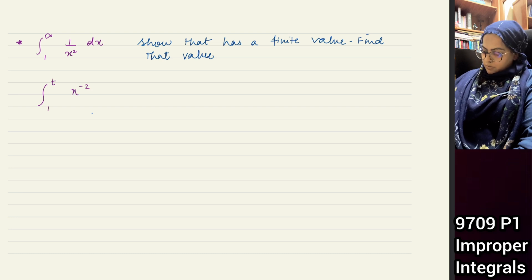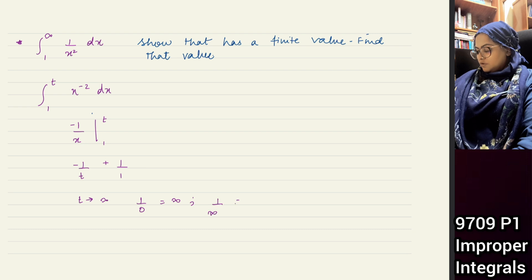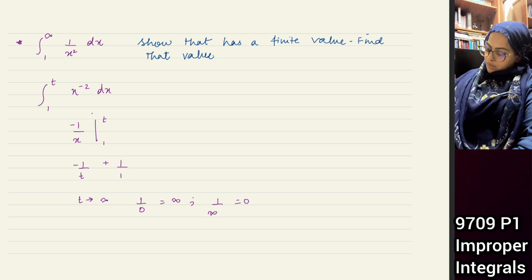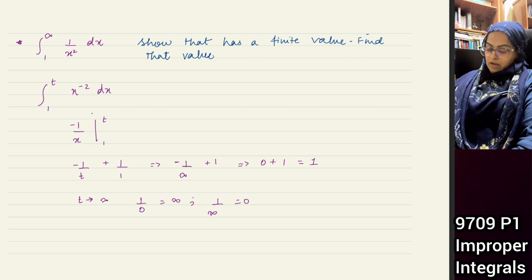The integral from 1 to t of x to the power minus 2 dx. Let's integrate it: minus 1 upon x, limits t and 1. So we have minus 1 upon t plus 1 upon 1, because when we subtract the lower limit, this already has a minus, so it becomes plus. We know that t approaches infinity as given. 1 upon 0 is equal to infinity and 1 upon infinity is equal to 0. In place of t, let's apply infinity. So we have 1 upon infinity plus 1, which is 0 plus 1. Therefore, the value is 1, which is a finite value.